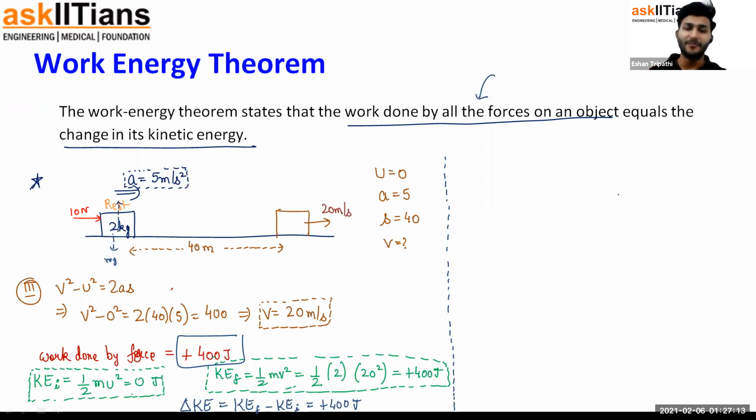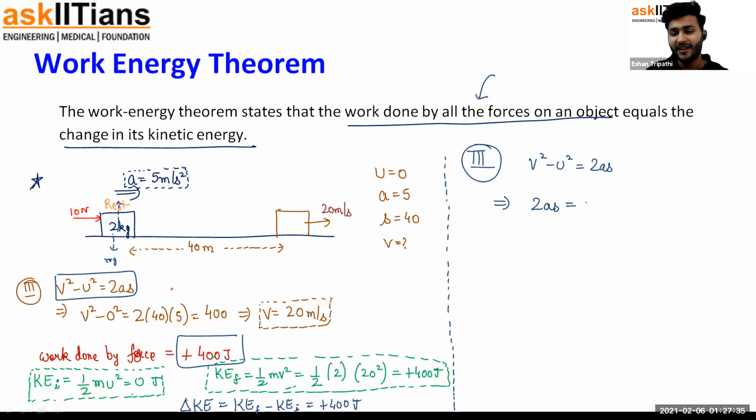Actually, this work energy theorem is derived from one of the equations that we know. In fact, the equation that you used to solve the previous question, the third equation of motion. The work energy theorem can be derived from the third equation of motion, which is v square minus u square equals 2as. I like to write it while deriving this with 2as on the left and v square minus u square on the right.